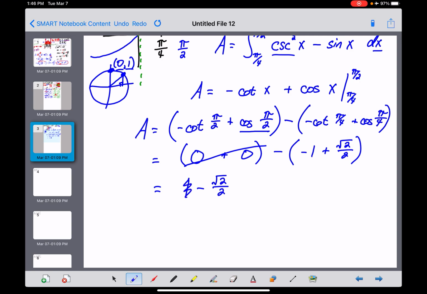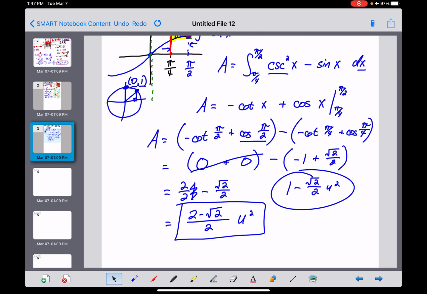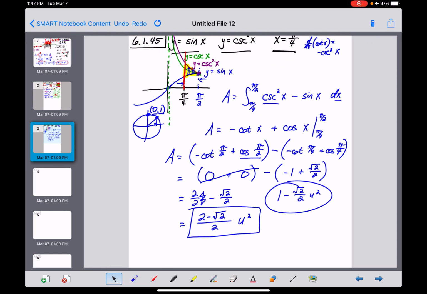Well, if we can think of that 1 as 2 over 2, I could have left that answer the way it was, or I could write it as 2 minus root 2 over 2. Any one of those would be fine. So it's not a real clean answer, guys, but that's what we get here. So I'll write it that way, 2 minus root 2 over 2, but you also could have left it as 1 minus root 2 over 2 square units, and that would have worked as well. Either one of those is the right answer, or an acceptable right answer, I should say, for problem number 45.